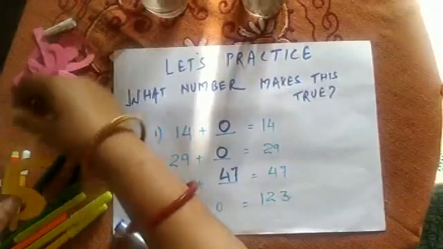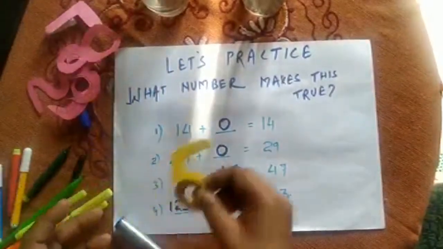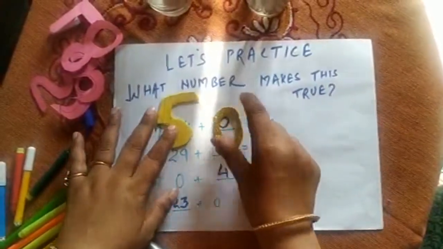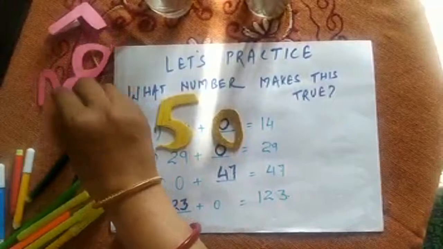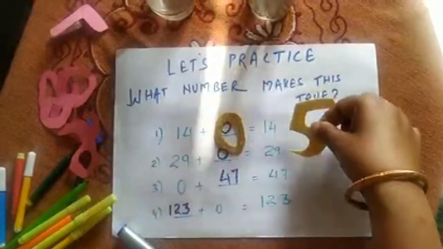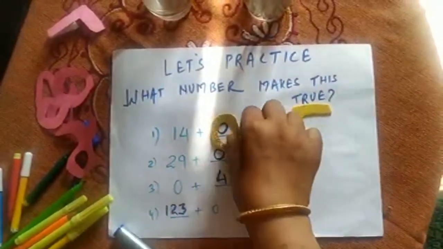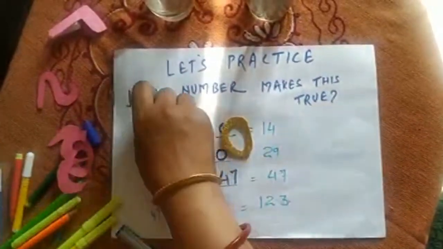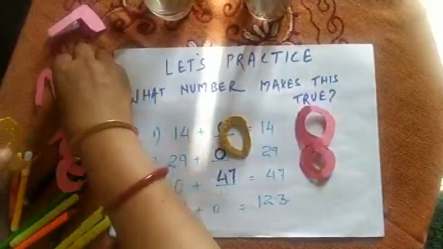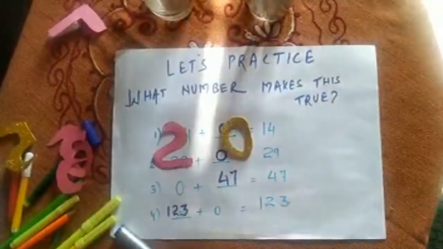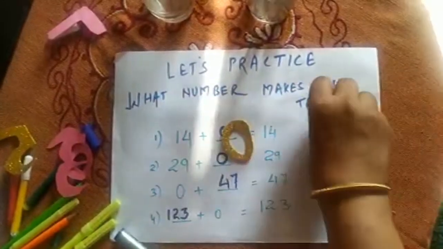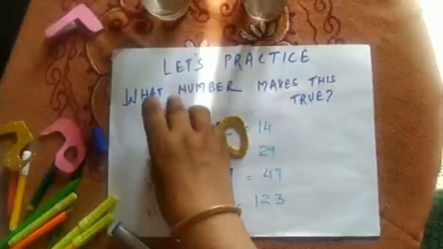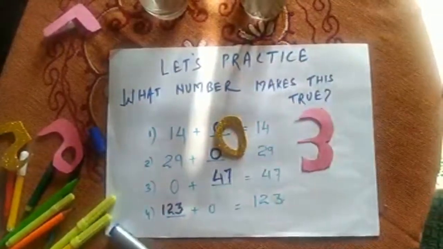Now let us see some examples. If 5 is added with 0, what will be the result? The result will be 5, the number itself. If 8 is added with 0, the result will be 8, the number itself. If 2 is added with 0, what will be the sum? It is 2, the number itself. If 3 is added with 0, the sum is 3, the number itself.